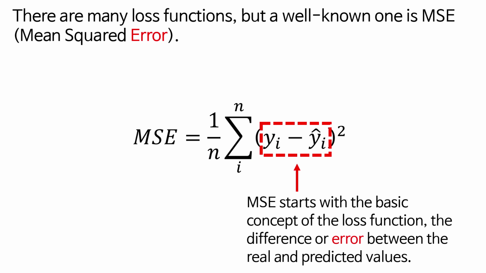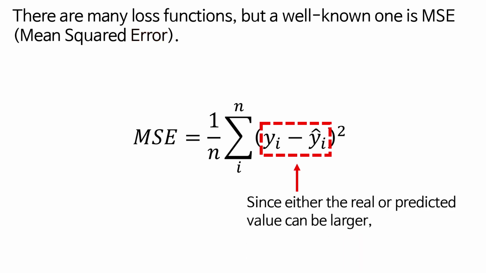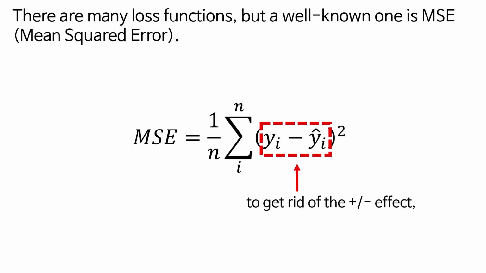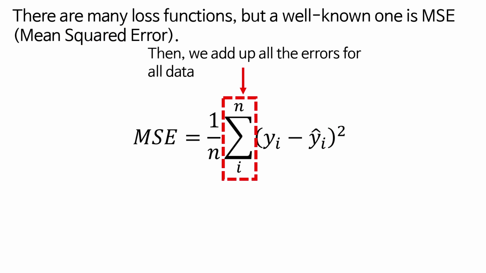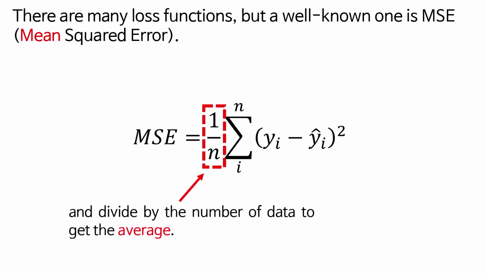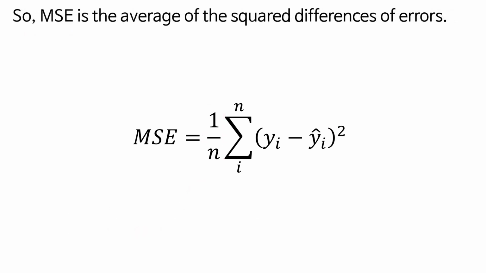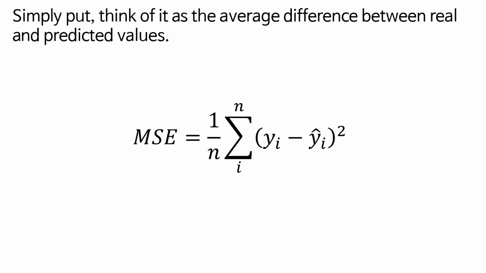MSE starts with the basic concept of the loss function, the difference or error between the real and predicted values. Since either the real or predicted value can be larger, to get rid of the plus and minus effect, we square the difference. Then, we add up all the errors for all data and divide by the number of data to get the average. So, MSE is the average of the squared differences of errors. Simply put, think of it as the average difference between real and predicted values.